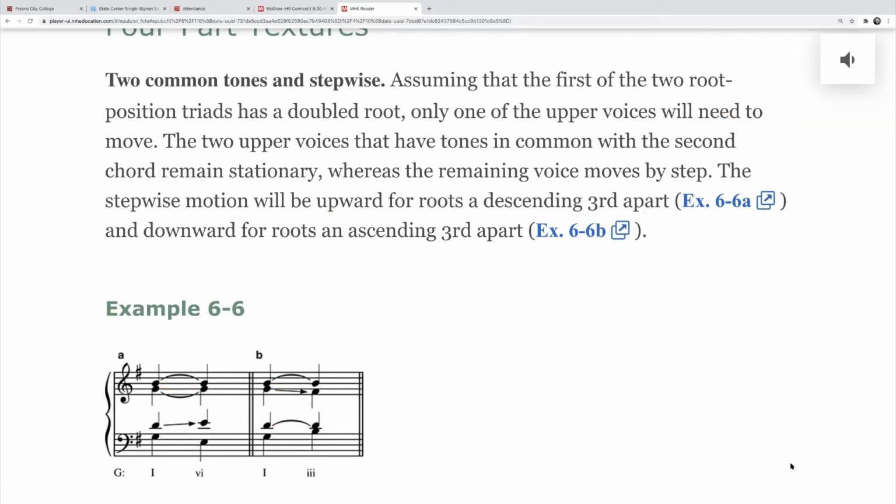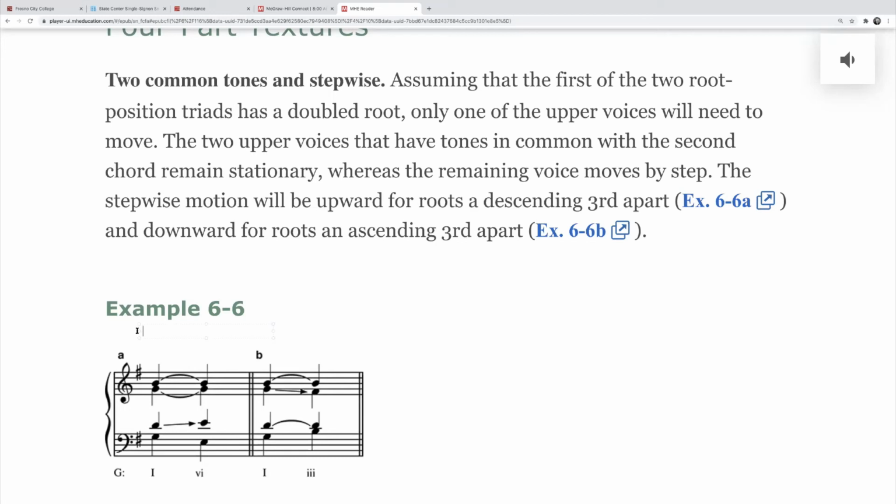So what they're saying is, remember, we're totally restricted right now to root position triads. We don't have anything other than root positions. So they're saying if you move your bass note down a third or up a third or down a sixth or up a sixth, you are going to have two common tones between chords. Are you with me there? Yeah.